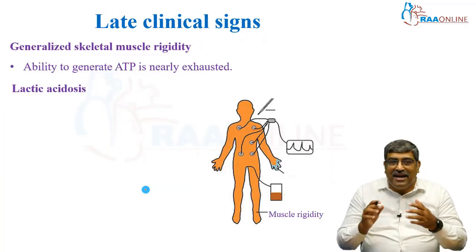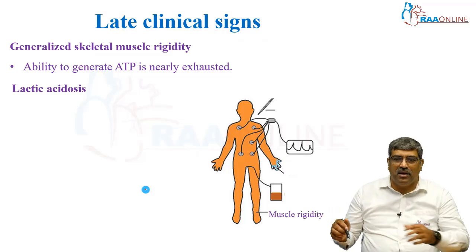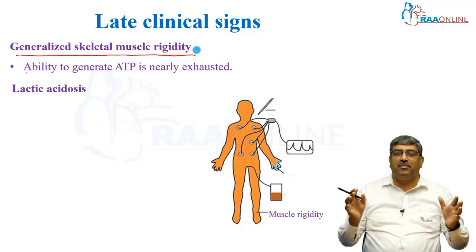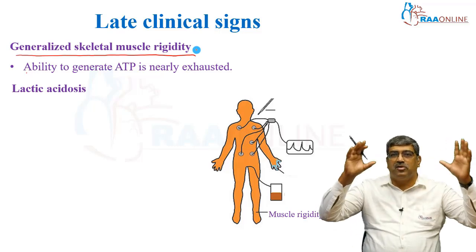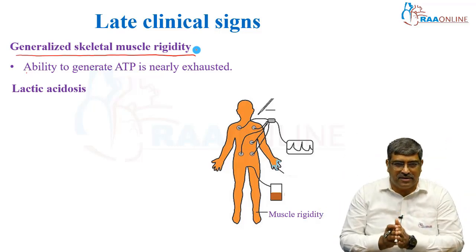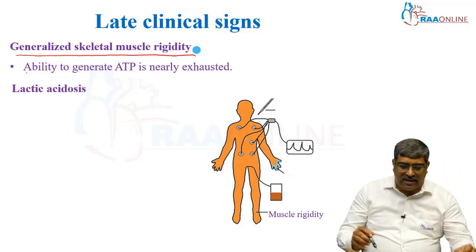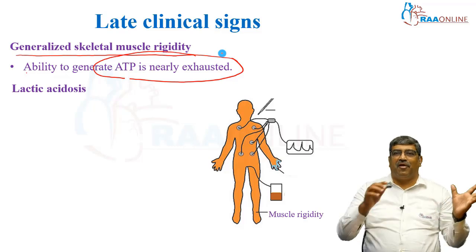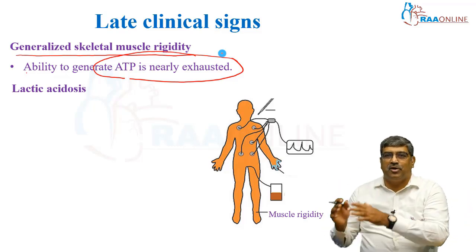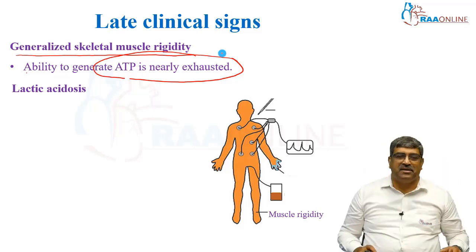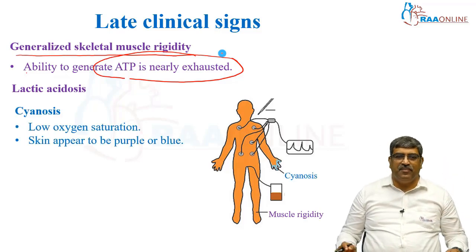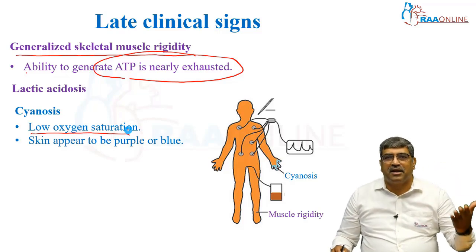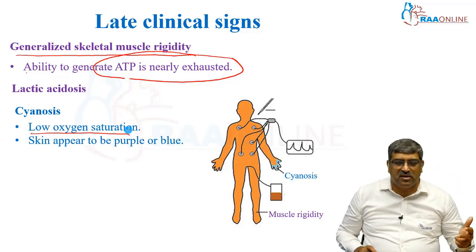Coming to the late clinical signs, that is the later part. Here there is generalized skeletal muscle rigidity. From the masseter, almost all the muscles go into rigidity, and here the ability to generate ATP is exhausted. From aerobic, you will be moving into anaerobic metabolism and lactic acidosis sets in, and the patient might have hypoxia and the skin becomes purple or blue, which is cyanosis.